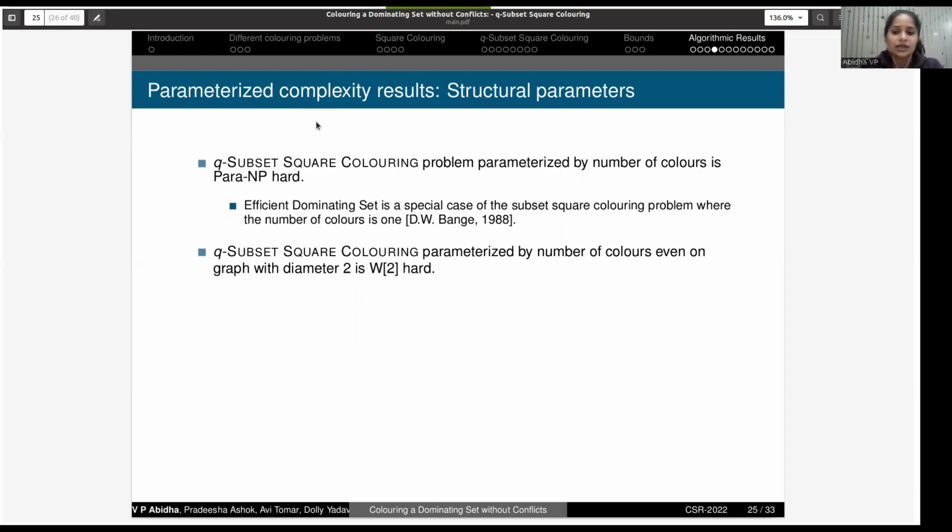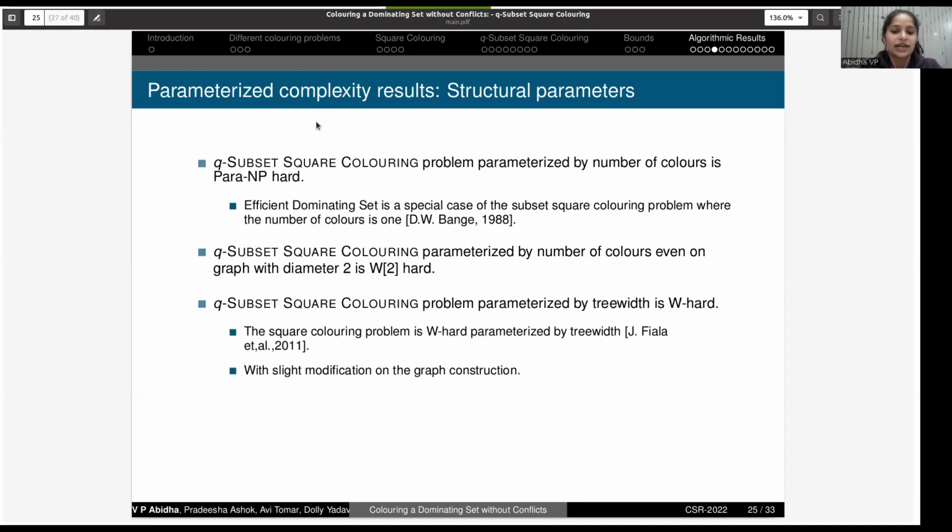Now we consider a well-studied structural parameter, that is, tree width. Several hard problems are FPT when parameterized by tree width. But the Q subset square coloring problem parameterized by tree width is W-hard. The square coloring problem is W-hard parameterized by tree width. We can modify the graph construction that is used in the proof for the square coloring problem. Then we can prove that Q subset square coloring parameterized by tree width is also W-hard.